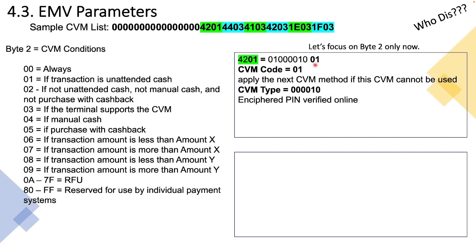But now let's see what conditions were applied to this. So we said the CVM condition is 01. What does this mean? It means if the transaction is unattended cash.